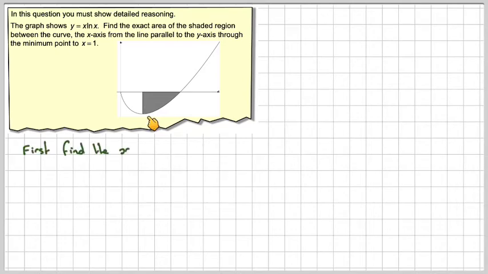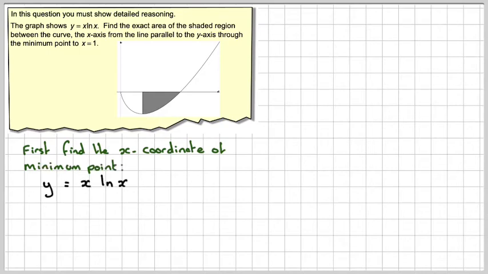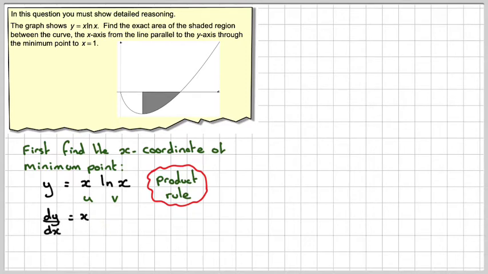Okay, so first we need to find the x-coordinate of the minimum point. To find minimum points, you need to differentiate the function. So the function is y equals x ln of x. This is type uv, so we have to use the product rule. So dy by dx is u, which is x, times the derivative of ln of x, which is 1 over x, plus v, which is ln of x, times the derivative of u, which is 1. The x's will cancel, so you get 1 plus ln of x.